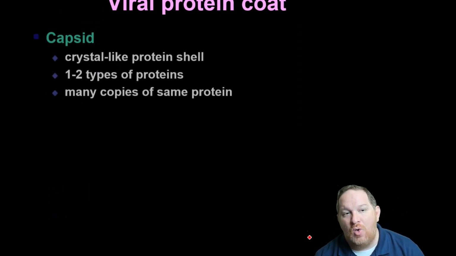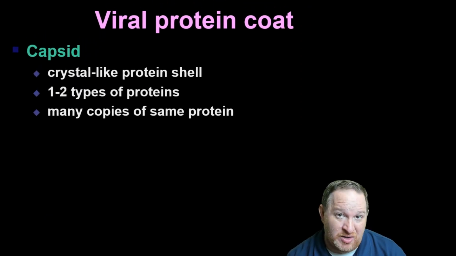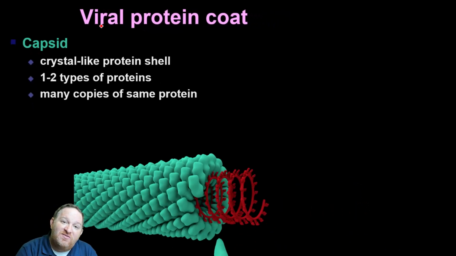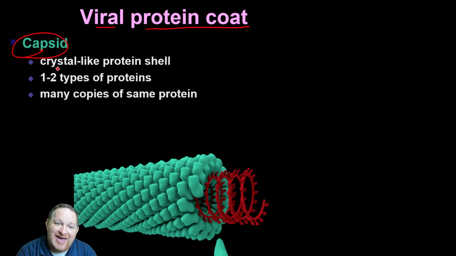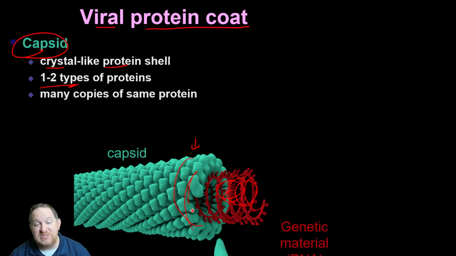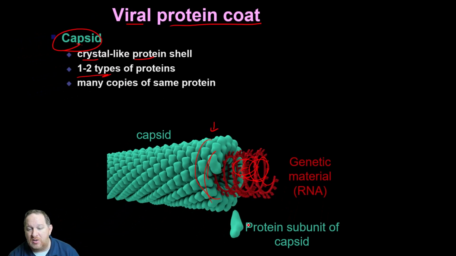Okay, so we talked about what's inside the virus, DNA, RNA. What about what's outside the virus? Well, the virus has a protein coat, which we call the capsid. That capsid is a crystal-like protein shell with a few different types of proteins, but they're mostly the same copies of the same protein. So here you see the genetic material, this red stuff inside, but the capsid proteins are what are on the outside. So you can see our capsid coat, and we've got our genetic material inside.